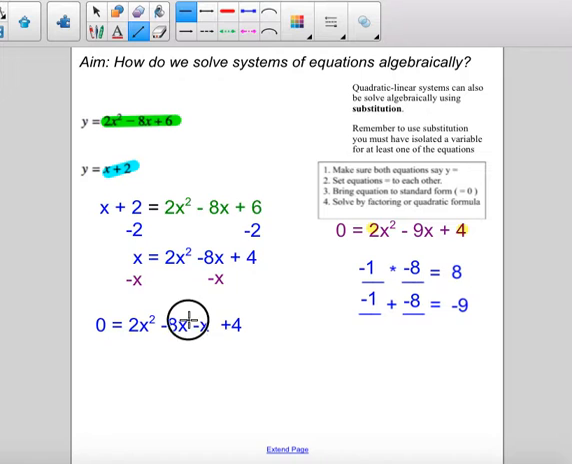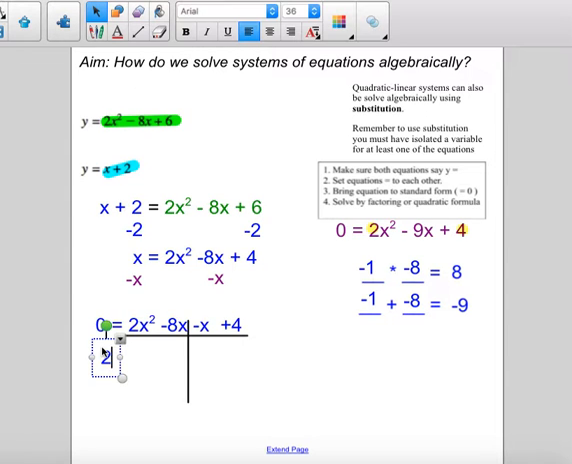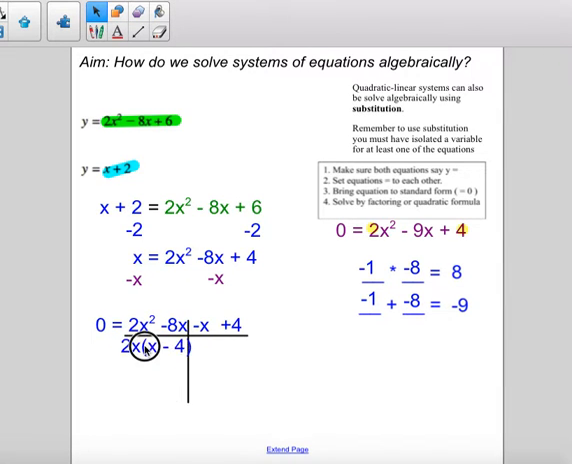What I'm going to do now is find a GCF for each set of 2 terms in my equation. So if I look at 2x squared minus 8x, I can pull out a GCF of 2, and from x squared and x, I can pull out an x. So my greatest common factor between 2x squared and negative 8x is 2x. If I pull out that GCF, I'm left with x minus 4, and I can just quickly check that. 2x times x is 2x squared, 2x times negative 4 is negative 8x.